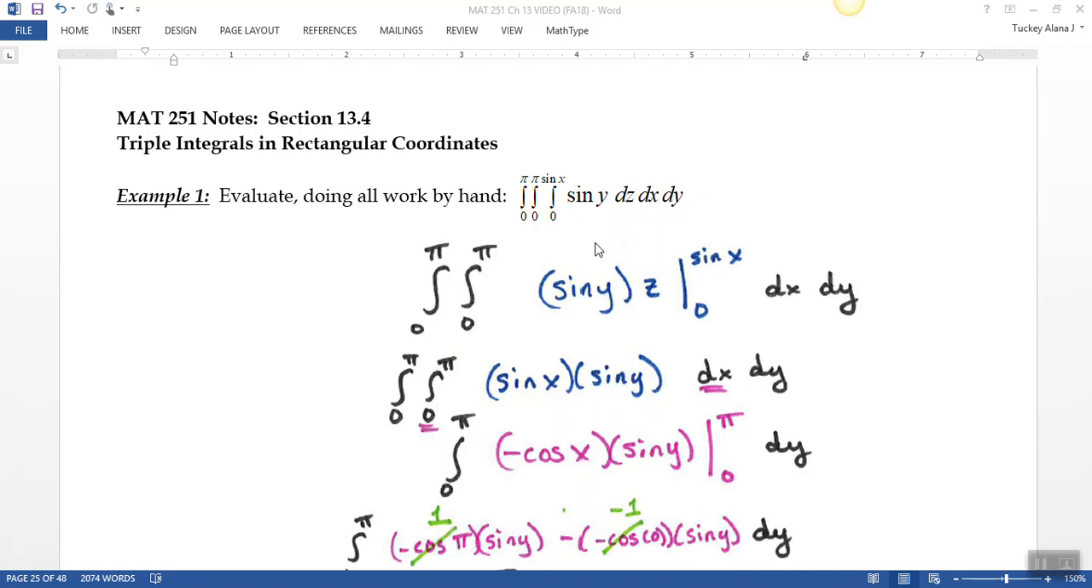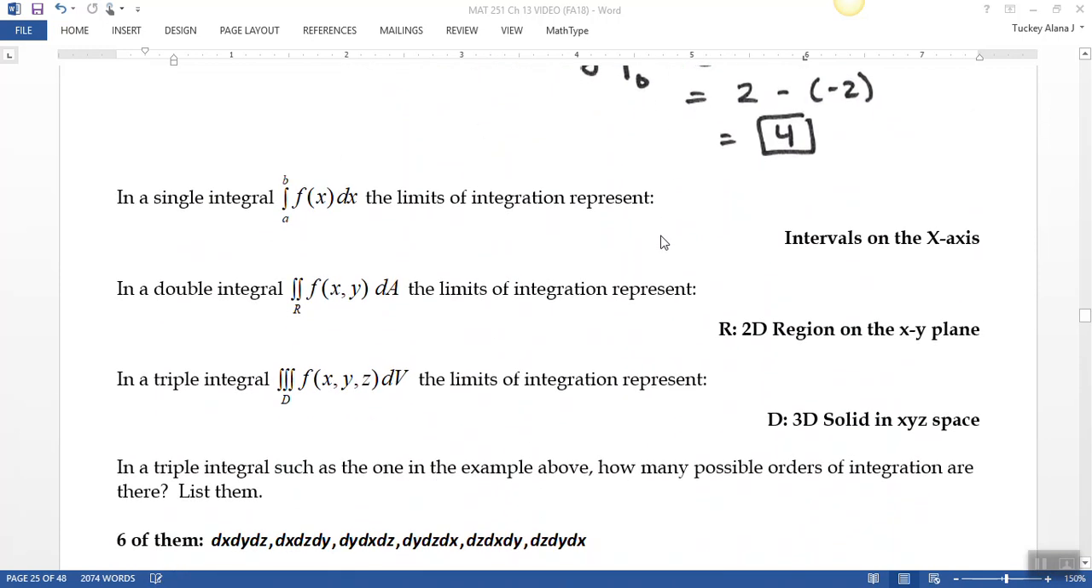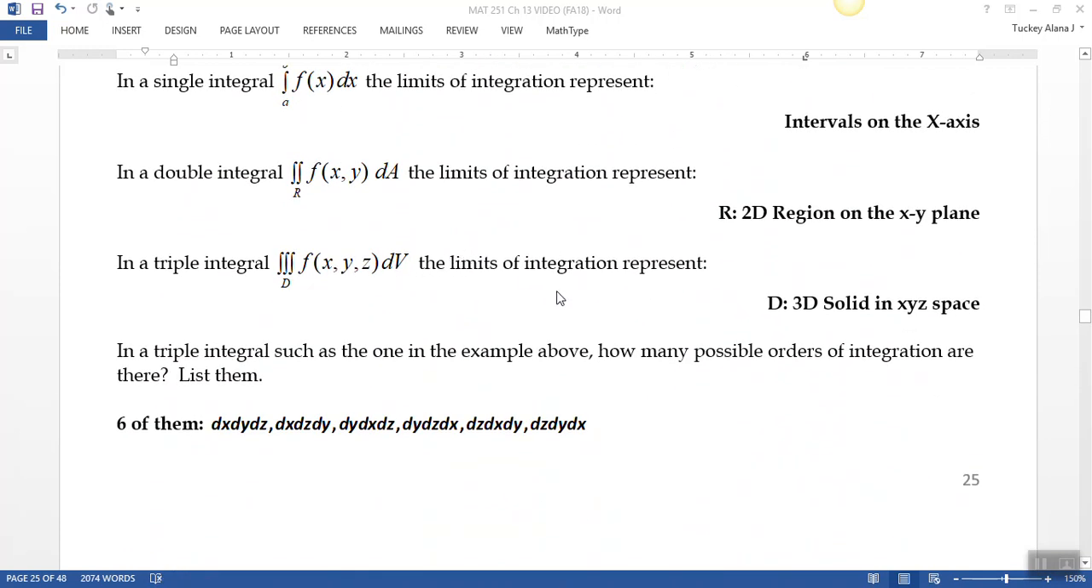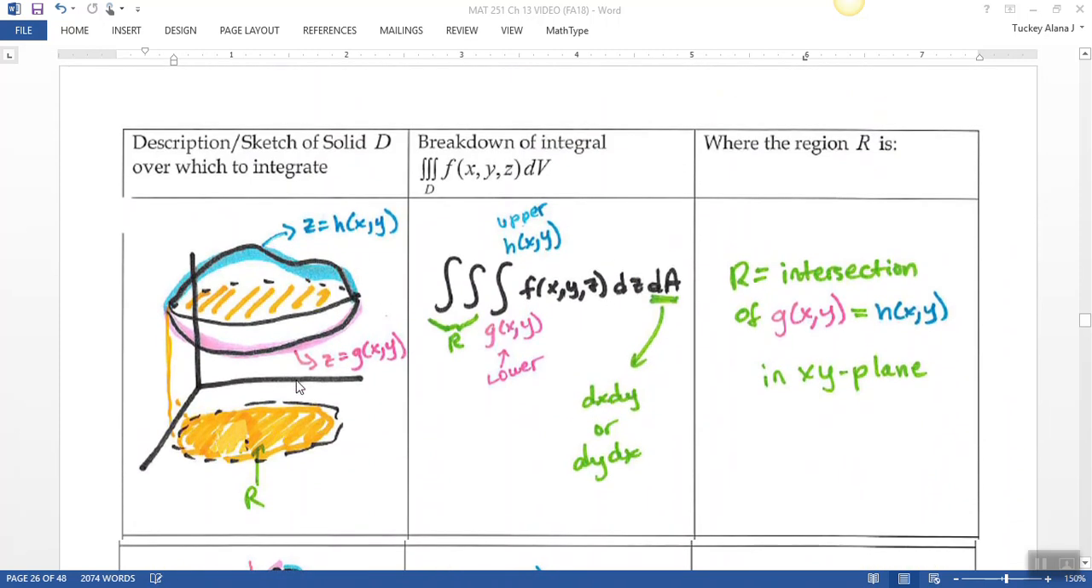So we've learned a little bit about triple integrals, namely how to calculate a simple triple integral, and that when you're taking a triple integral, the limits of integration will represent a solid in XYZ space. And then we drew several graphs of what that solid would look like, and which direction you'd be going, and where your region would be in what plane.